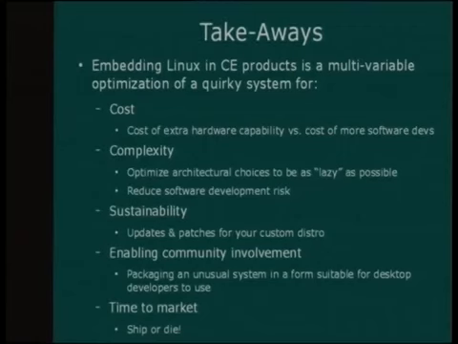So the takeaways from this talk would be, if you're doing embedded Linux and computer electronics, particularly, from my standpoint, doing the hardware-software co-integration, it's a multivariable optimization of a very quirky system for many things. Cost is always king in hardware, and you have to fine-tune the balance of extra hardware capability versus more software developers. $2 will buy me twice as much RAM.